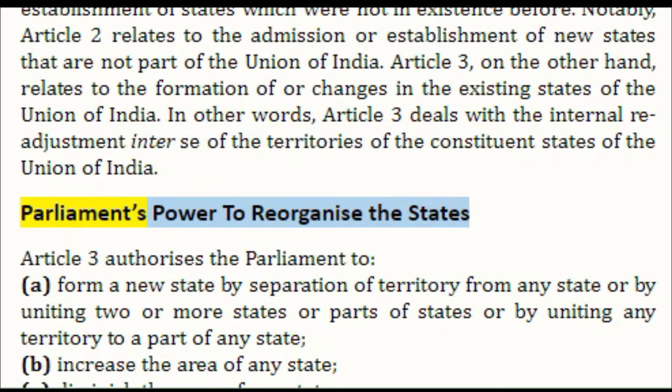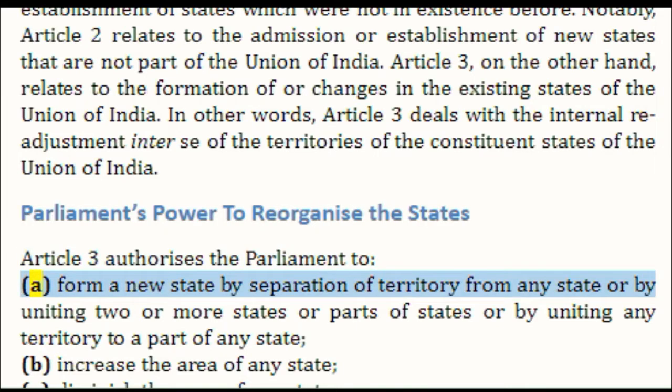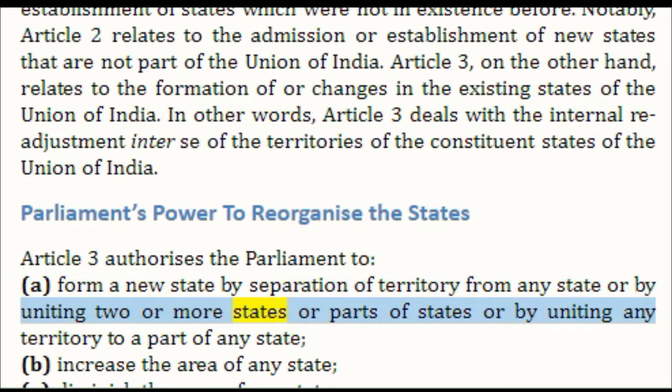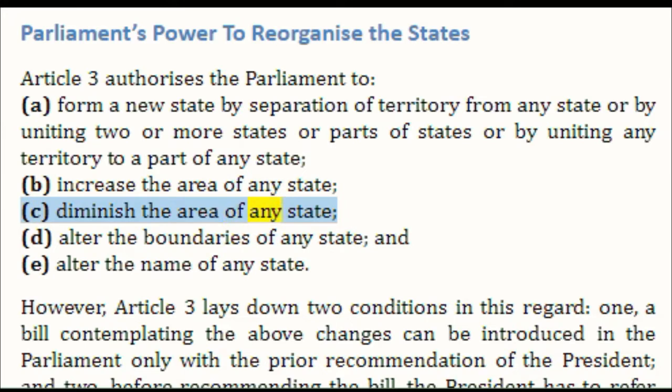Parliament's power to reorganize the states. Article 3 authorizes the Parliament to: a. Form a new state by separation of territory from any state or by uniting two or more states or parts of states or by uniting any territory to a part of any state. b. Increase the area of any state. c. Diminish the area of any state. d. Alter the boundaries of any state. And e. Alter the name of any state.